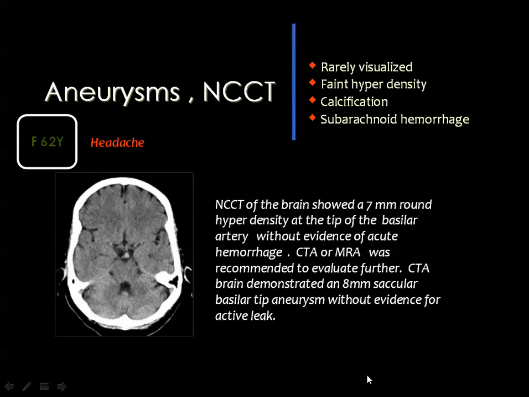And the appearance of aneurysm on the non-contrast CT scan: sometimes if the aneurysm is small, you cannot see it, and the scan will be interpreted as normal. But if the aneurysm is a little bit sizable, then you can see faint hyperdensity at the site of the aneurysm, like here, and you see a small aneurysm at the tip of the basilar artery, which is relatively hyperdense in this non-contrast study. If the aneurysm is more sizable, then you can detect the calcium in the wall. If the aneurysm has ruptured, then you can see the subarachnoid hemorrhage as a complication of rupture of the aneurysm.